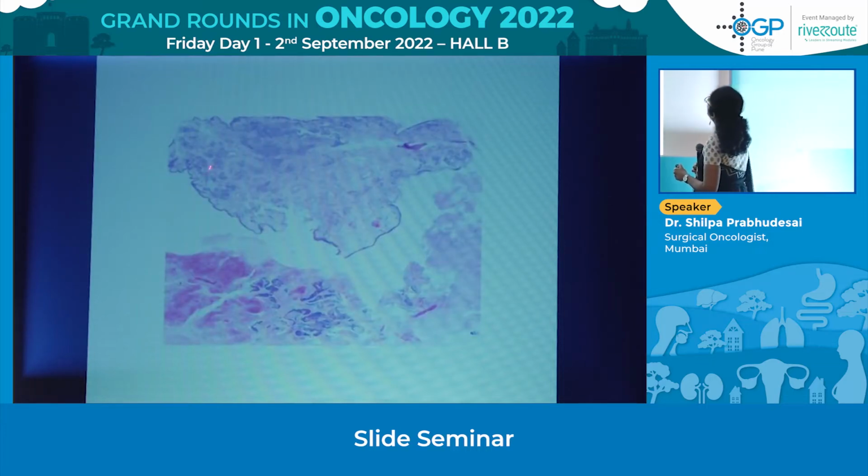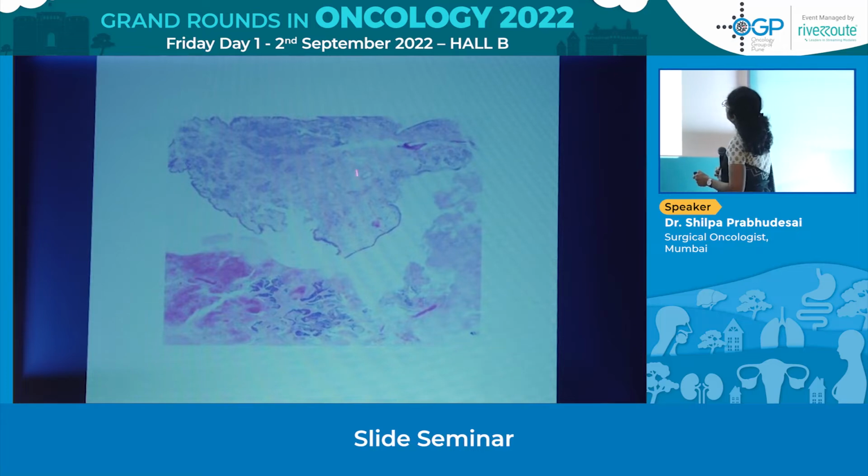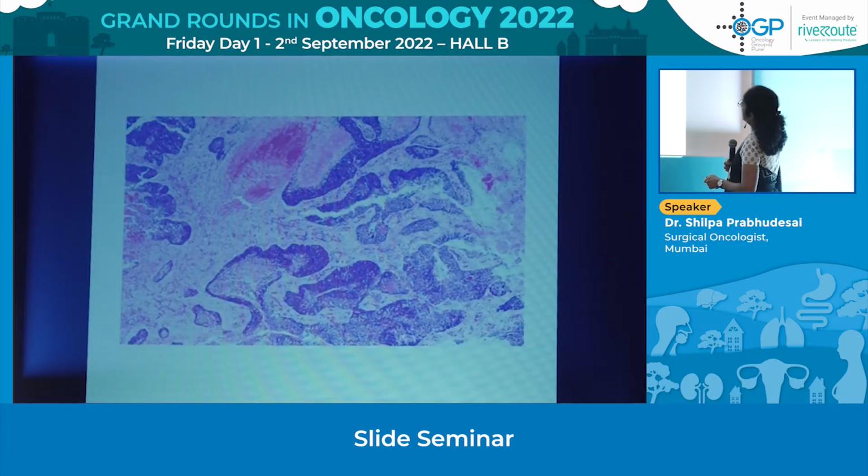Again, tissue lined by respiratory epithelium. This is all minor salivary gland. I don't have a higher magnification of this. And this is the area of interest. One can see a very blue looking tumor. And this is what it is.